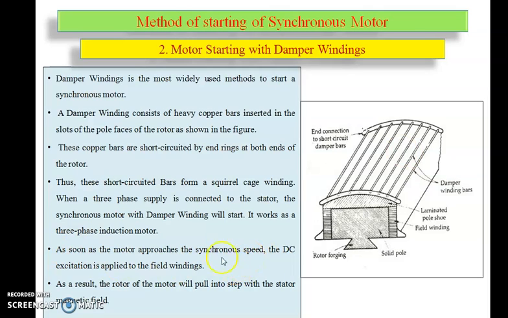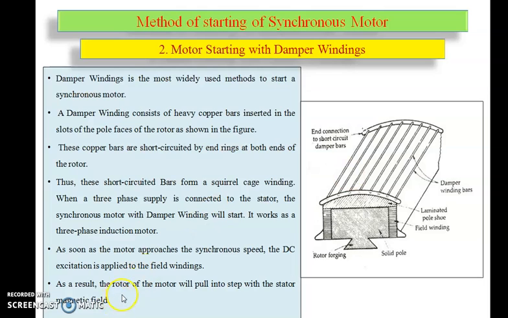When do we apply DC? Normally, we run the motor like an induction motor. How does a simple induction motor run? When three-phase AC is given, as per Faraday's law of electromagnetic induction, current is induced in the rotor bars. As we know from the squirrel cage principle, a current carrying conductor kept in a field experiences force and starts rotating. Once the rotor approaches the synchronous speed, the DC excitation is applied to the field winding.